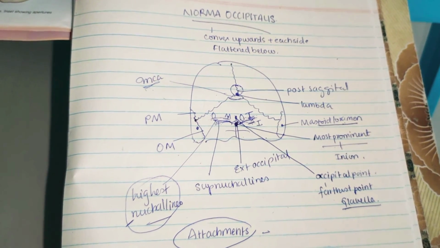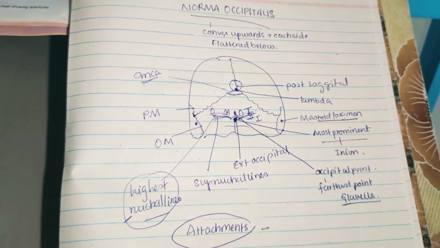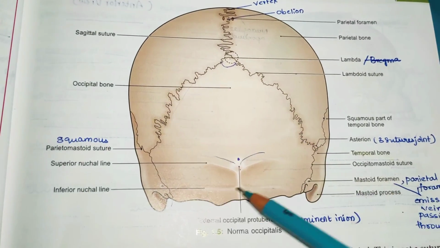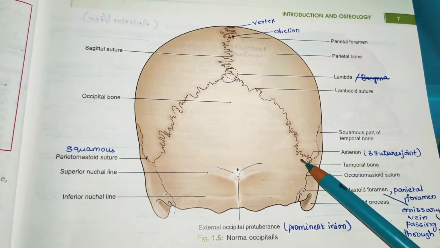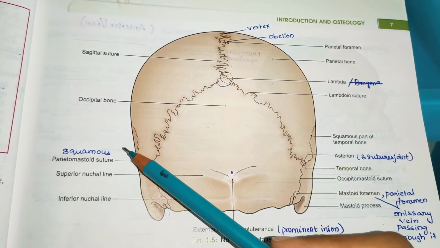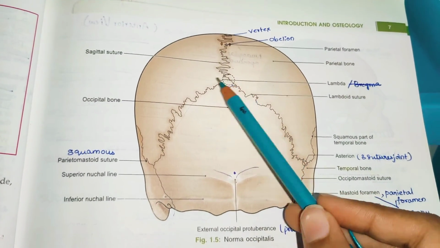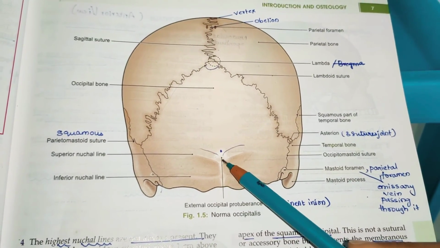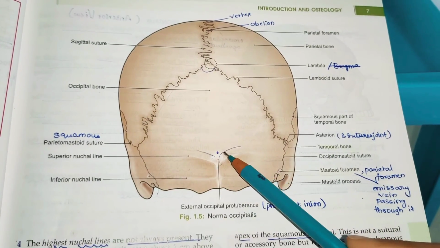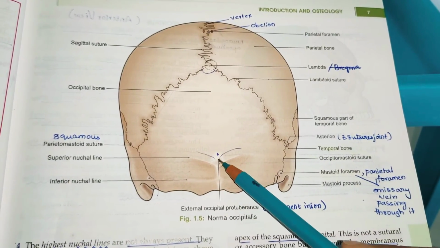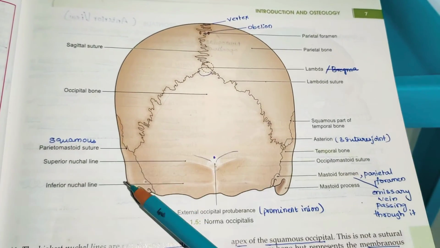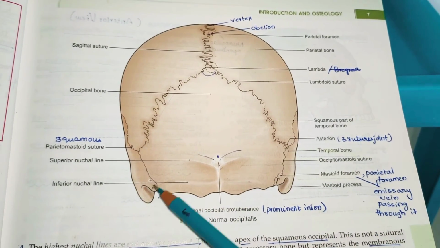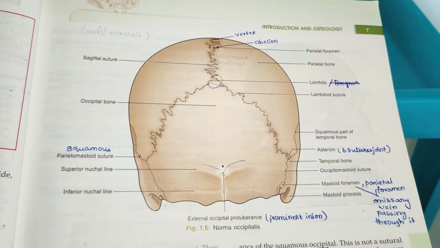So let's end this by seeing a real diagram. You can see here clearly this is the norma occipitalis view. Here you have two lambdoid sutures, here you have the sagittal suture, here you have the lambda point, here you have the external occipital protuberance, superior nuchal lines, highest nuchal lines, prominent inion, above that you have the occipital point, here you have the mastoid, here you have the mastoid foramen. Okay, so everything we discussed.